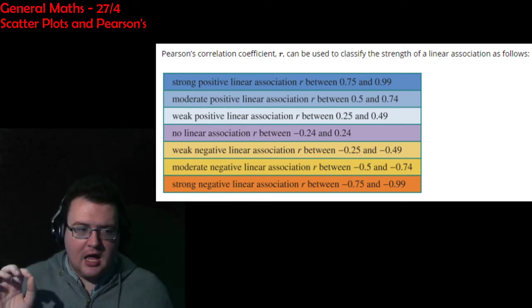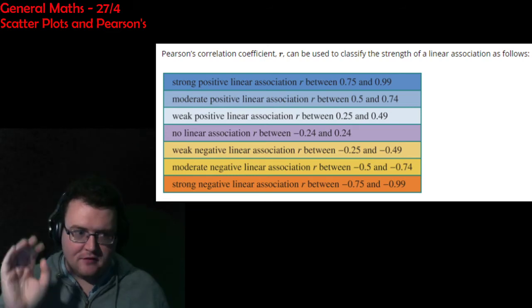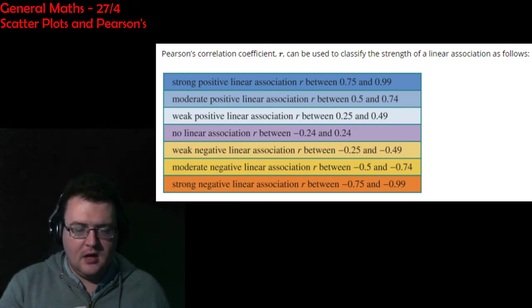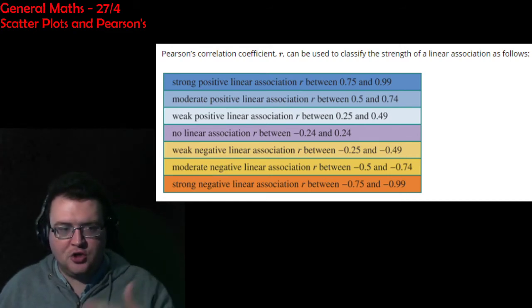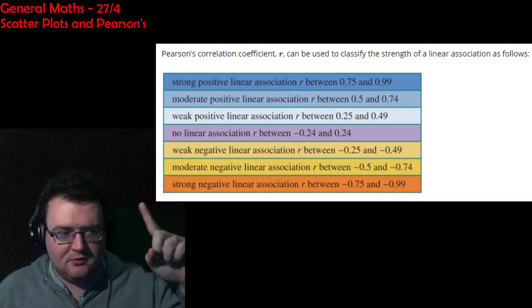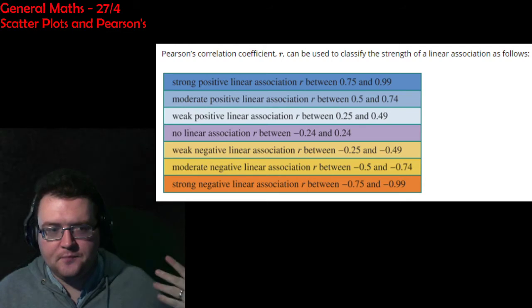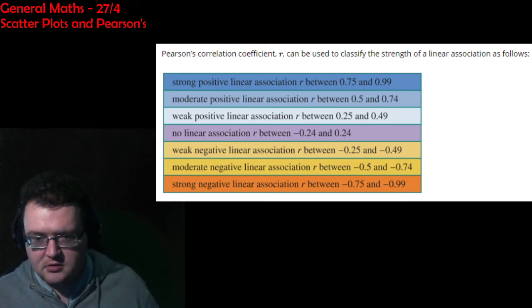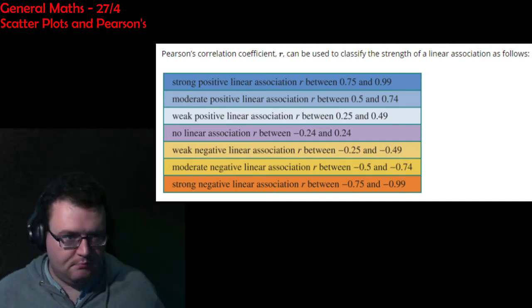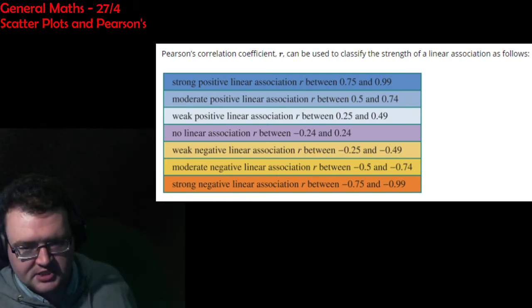Now, we use that to determine how far apart everything is spread from a center line. You will be given an equation to calculate what R is, and then that will tell you which row of the table it fits in. If I happen to get a value of R that is 0.3, then it's probably a weak positive.